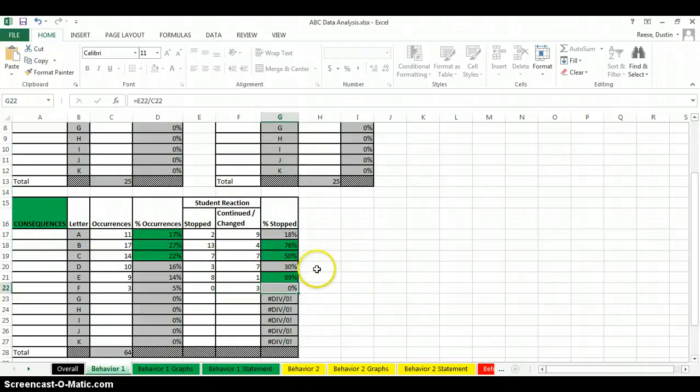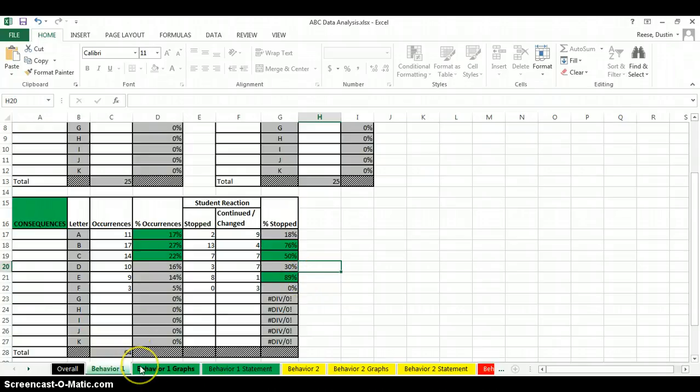So what you're seeing here for data now is that even though consequence A occurred 11 times, the behavior only stopped twice. So it only stopped 18% of the time. Letter B, it occurred 17 times, and the behavior stopped 13 times as a result. So that was effective 76% of the time. So again, it's highlighting it here based on how often it stopped.